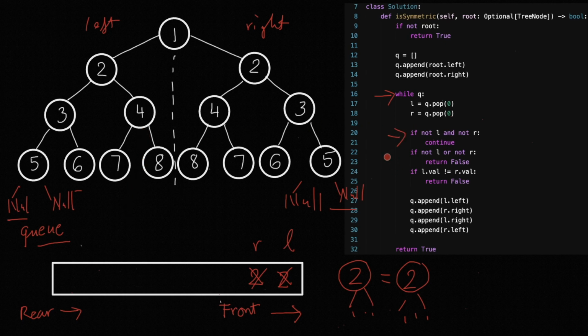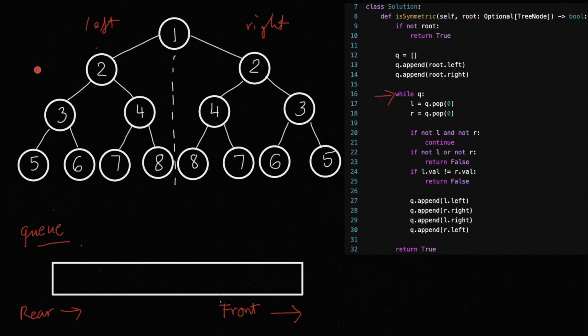How about this condition? In this condition, if not left or not right, for example, if we're at null over here and this node here, there's a value, so null is different than this value. In this case, the tree is not symmetric, so we return false right away and break this loop. Now that we're done with the first comparison, let's move on to the next.